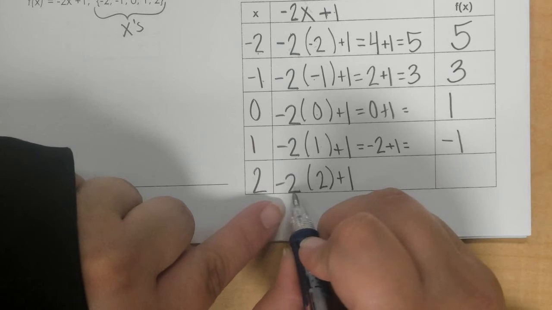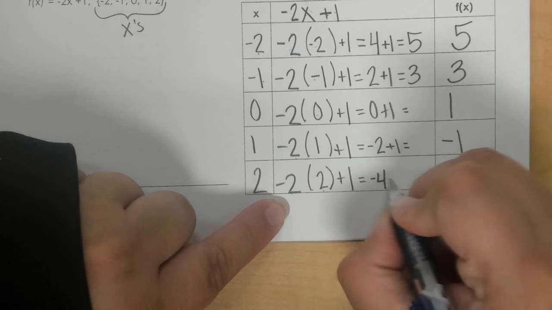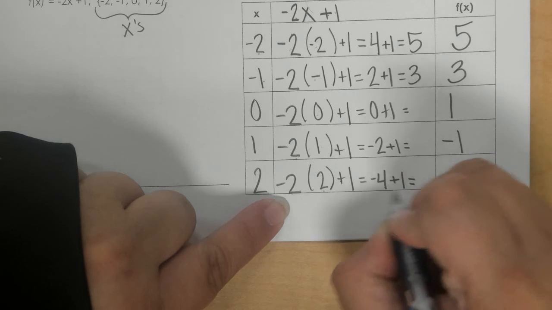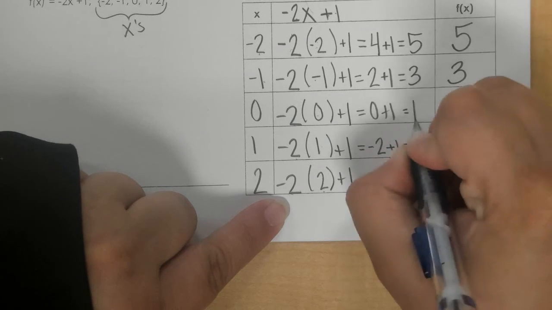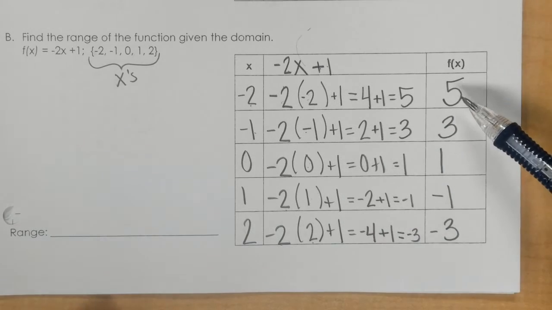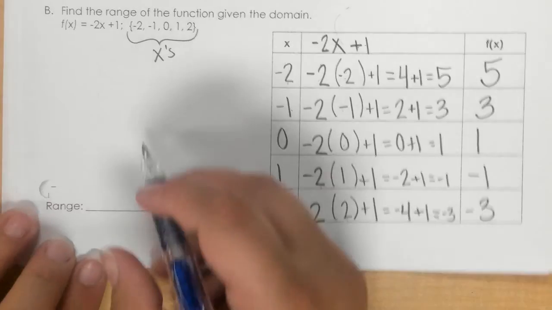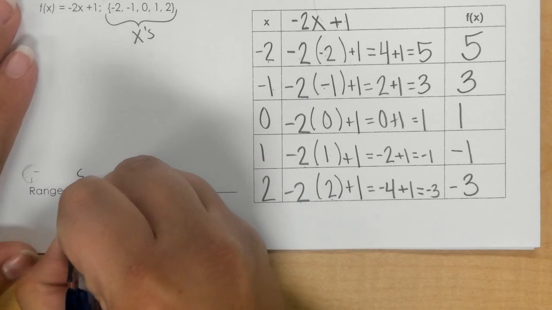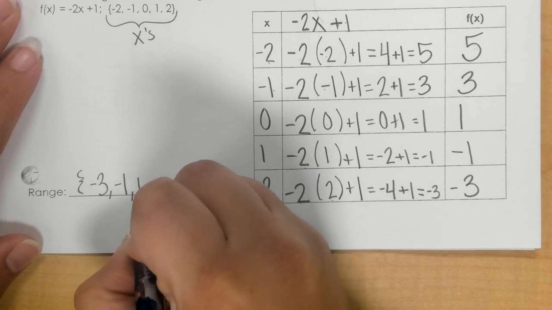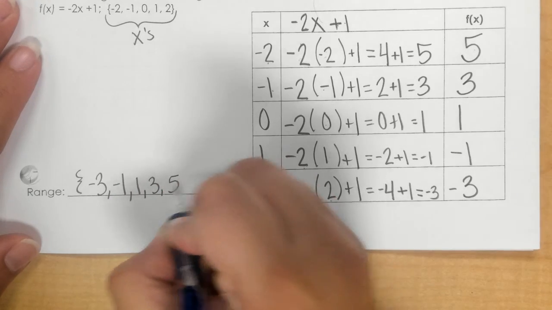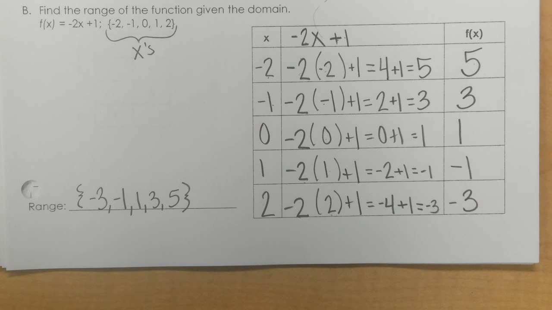For number 2, we have -2 times 2 is -4. And then we add 1. So that gives me -3. Now, these are in order from greatest to least, so we need to switch the order. And we need to write it here with set notation. So let's do our braces. And then we have -3, -1, 1, 3, 5. And that is your final answer.